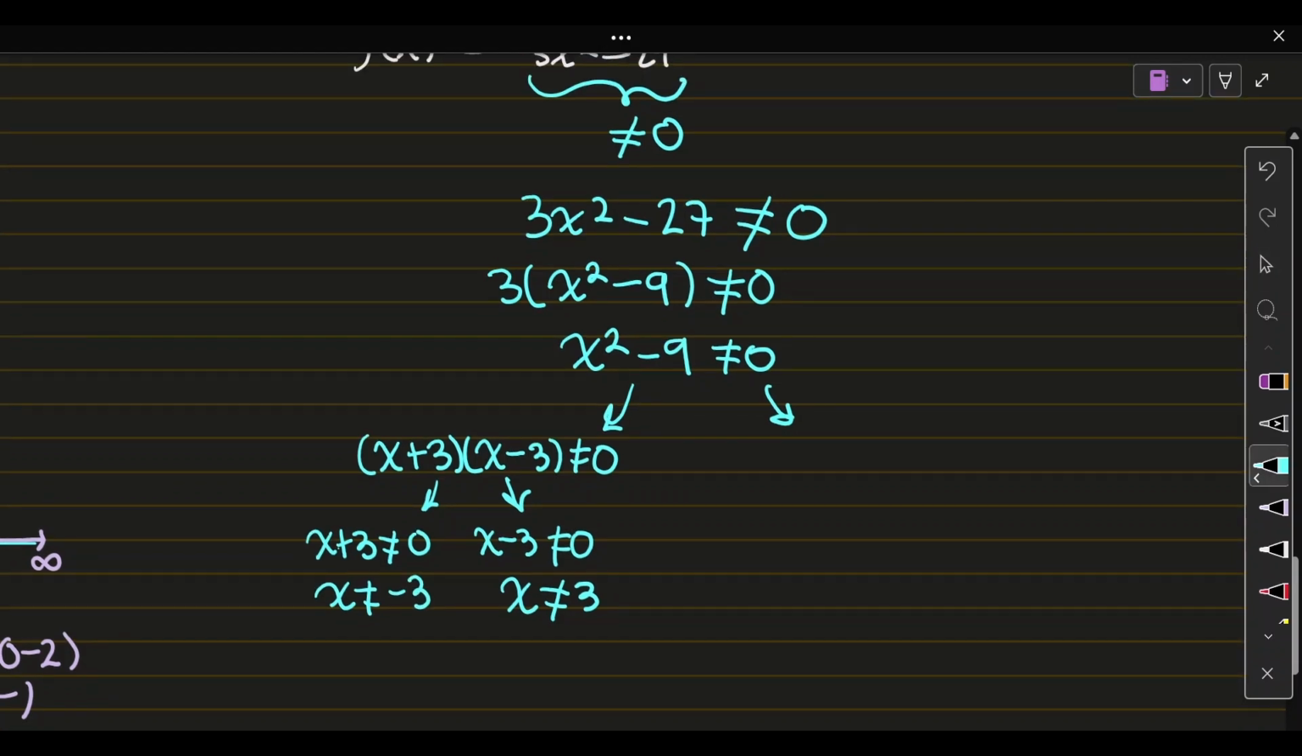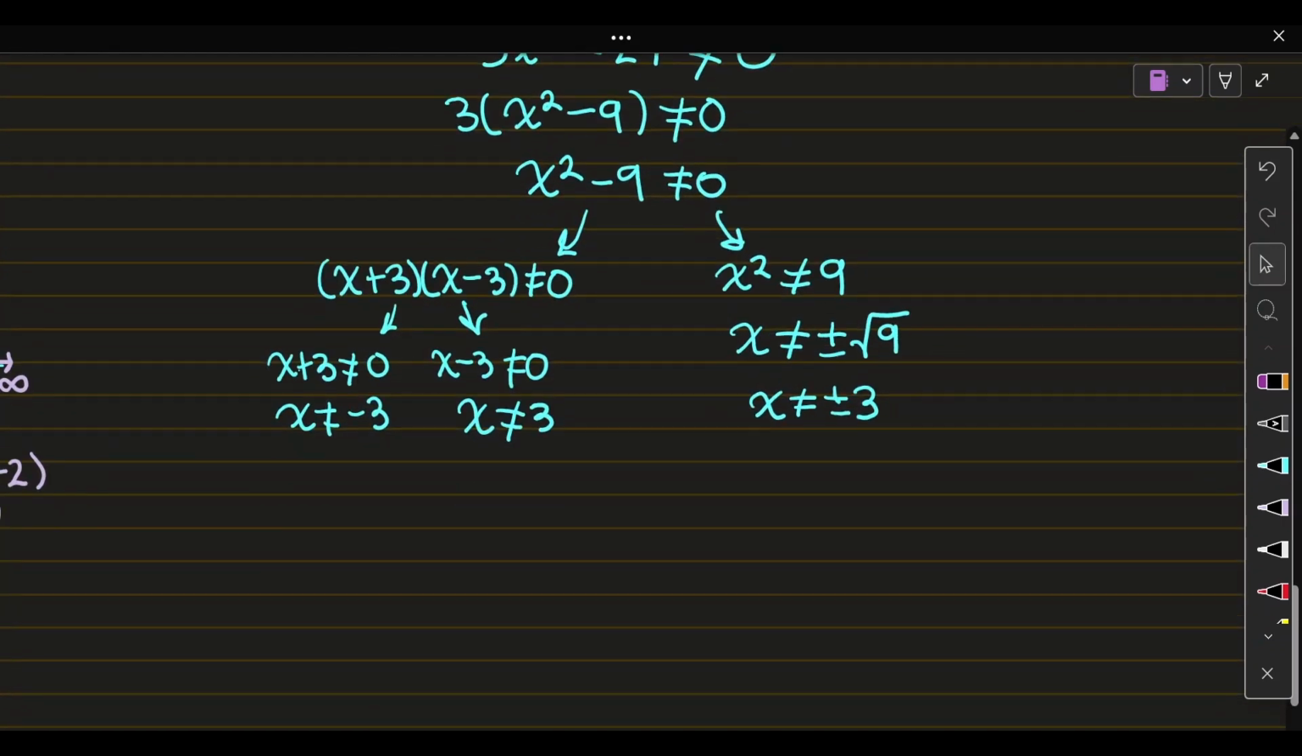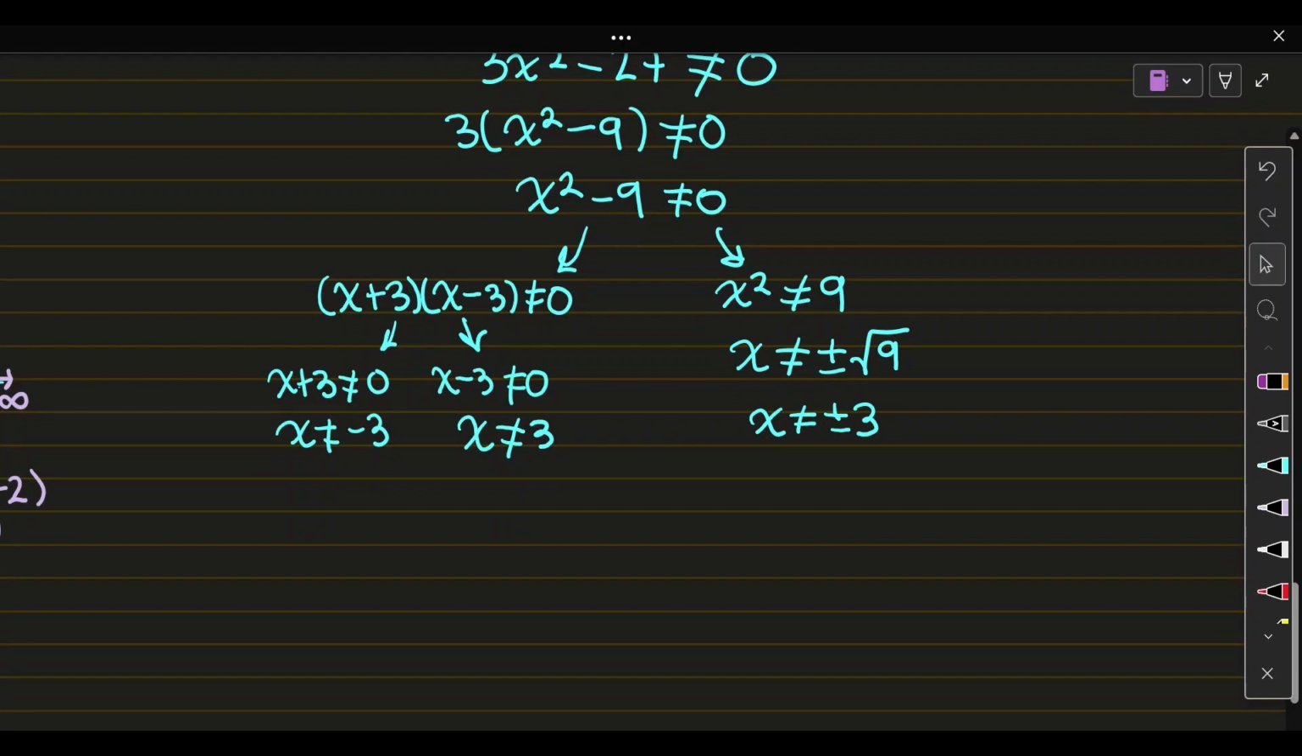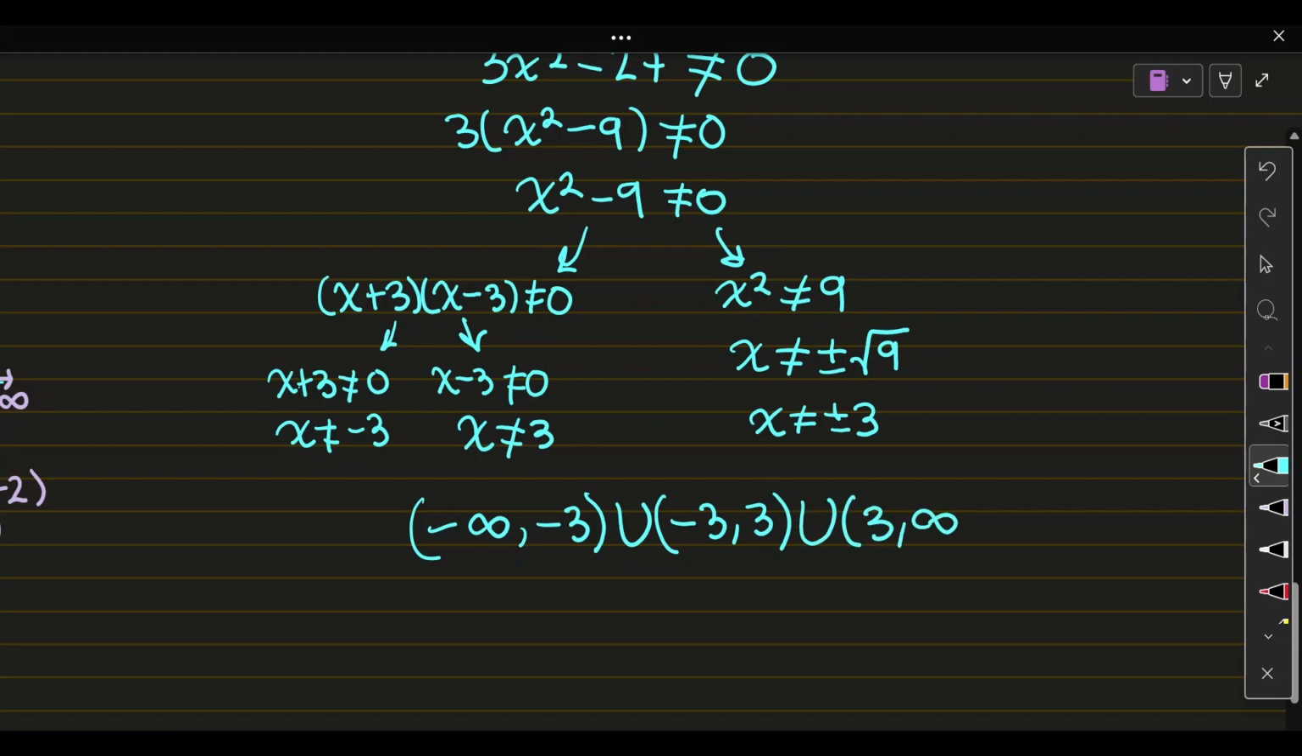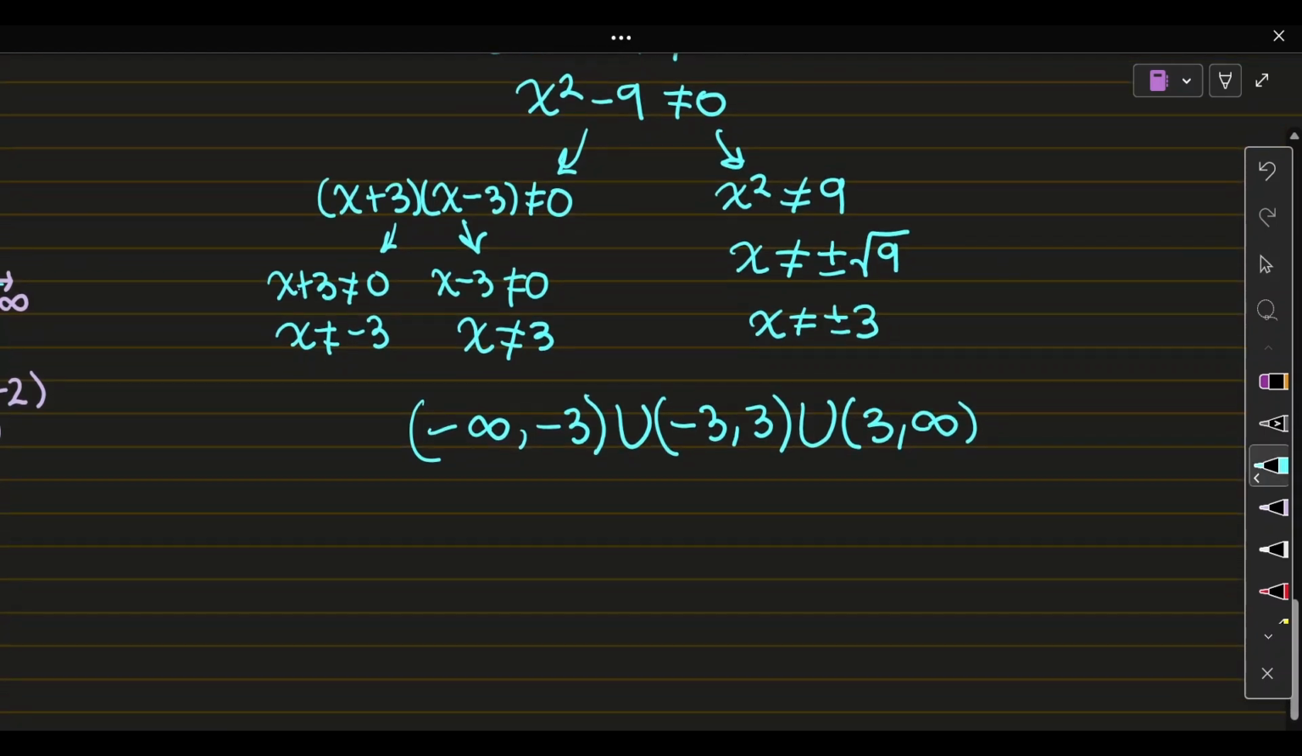If you want to do this the other way, you might add 9 to both sides, so x squared cannot equal 9. So taking the square root of both sides, x cannot equal plus or minus the square root of 9. x cannot equal plus or minus 3. Okay, how do we write that in interval notation? Well, we take everything but plus or minus 3. So writing that as an interval, we have everything from negative infinity up to negative 3, not including negative 3, along with everything between negative 3 and 3, not including 3, along with everything that comes after 3, not including 3. So this right here is the domain of f of x.